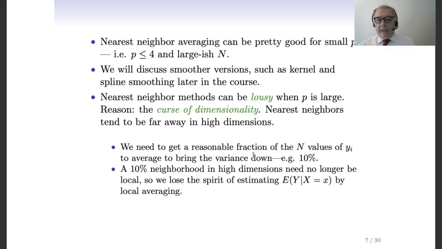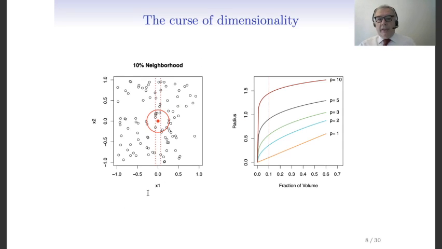This is explained here. So we need a reasonable fraction of the n observed data to make a good average. Say you need 10% of this data, but a 10% neighborhood in high dimension is no longer a local one. And therefore, the approximation of the regression function worsens significantly. Let's have a look here.